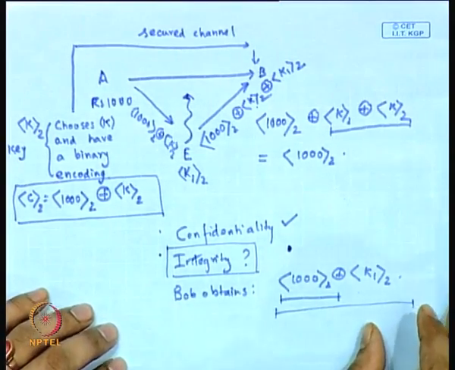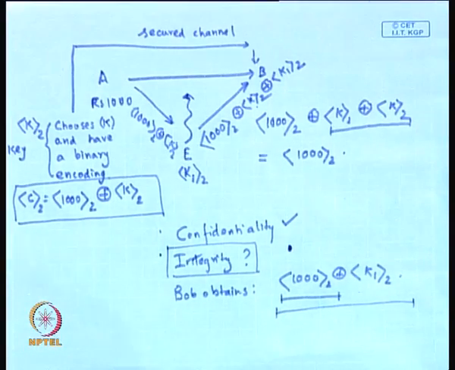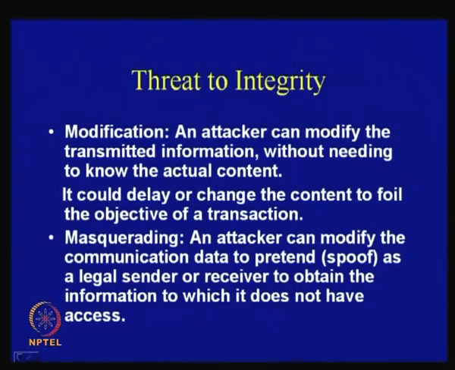So this essentially means that, for example, an attacker can modify the transmitted information without actually needing to know the actual content. Here also he did not know the actual content, but he was able to modify the piece of transmitted information. It could, for example, delay or change the content to foil the objective of a transaction, and therefore safeguards need to be taken.